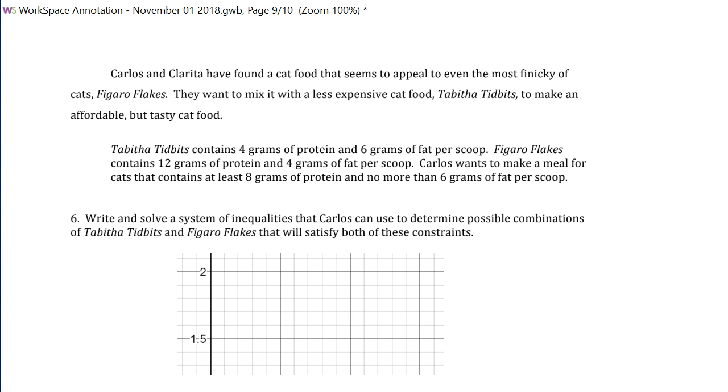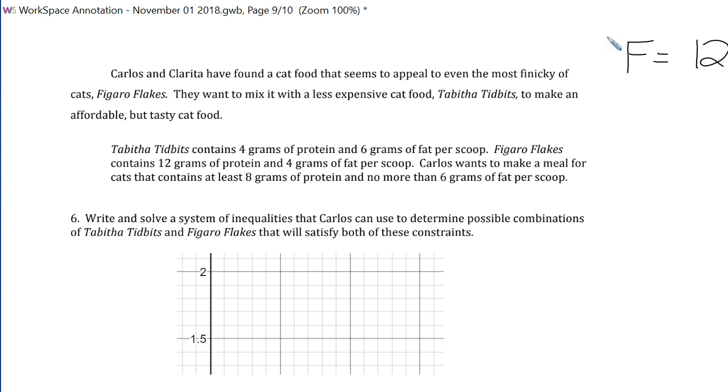Okay? All right, here we go. This is tough. So, again, I encourage you to pause the video and read this. Okay? Here's what we got going on. We got 2 different types of cat food. We got Figaro flakes. And all you need to know about Figaro flakes is they've got 12 grams of protein and 4 grams of fat.